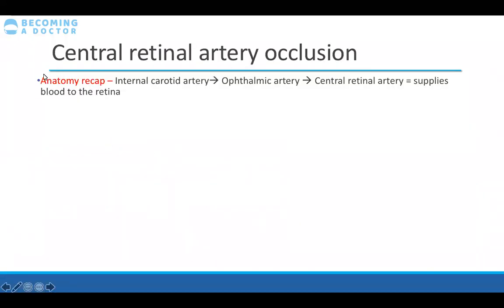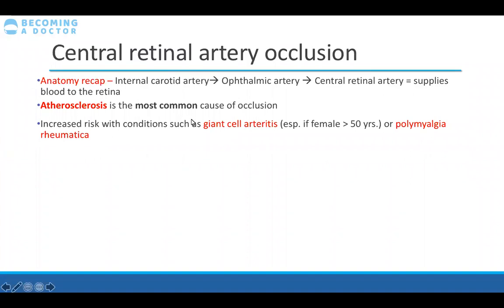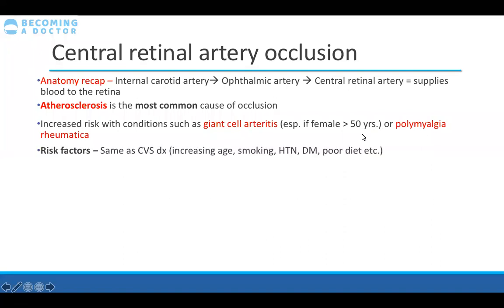An important thing I highlighted here is the anatomy. You must know where the artery arises from. The internal carotid artery gives rise to the ophthalmic artery, which then gives rise to the central retinal artery, and that supplies blood to the retina. Atherosclerosis is the most common cause of occlusion. You are at an increased risk if you have conditions such as giant cell arteritis, especially if you're female above 50, or polymyalgia rheumatica. Risk factors are the same as cardiovascular disease, so there's a whole host of them.